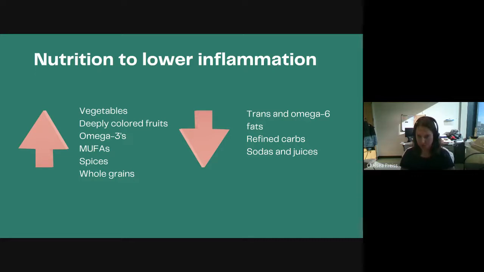And then, of course, we want to eat less of foods high in trans fats and omega-6s. Some examples would be processed meats, partially hydrogenated oils, corn, peanut, and soy oils, which are often used to fry food at fast food places. And then we want to lower refined carbs, which have a high glycemic load. These include white breads, bagels, crackers, cookies, white rice, and then, of course, sodas and juices, which also have a high sugar content.